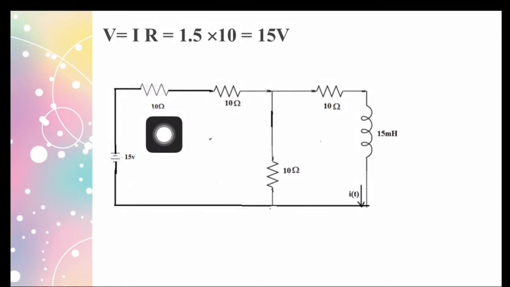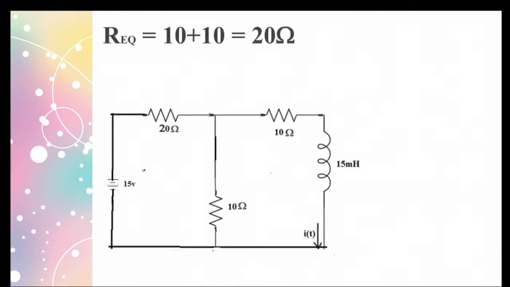Now you look at these two 10 ohm resistors. They are connected in series. Hence we can replace them with the equivalent resistance, which is nothing but 10 plus 10, that is 20 ohm. Thus we obtain this circuit. Now you look at this portion of network. Here you can see a 15 volt voltage source with a series connected 20 ohm resistor. So it can be considered as a practical voltage source.